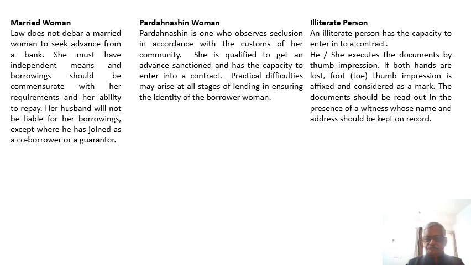Illiterate persons. An illiterate person has a capacity to enter into a contract. He or she executes the documents by thumb impression. If both hands are lost, foot or toe thumb impression is affixed and considered as a mark. The document should be read out in the presence of a witness whose name and address should be kept on record.